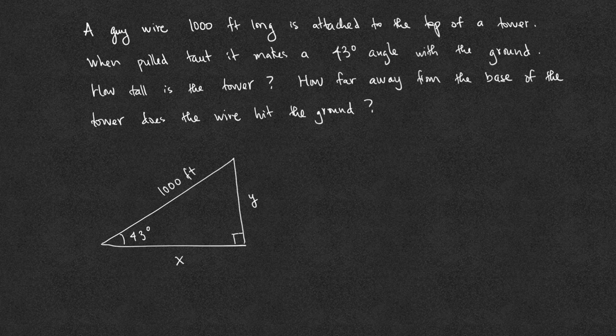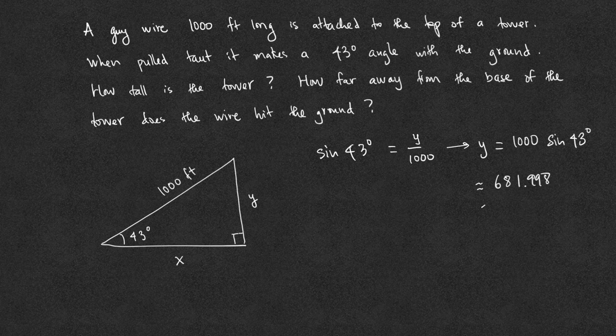To find y, it is the opposite side to the angle 43 degrees. To relate the opposite to the hypotenuse of this angle, we will use sine of 43 degrees, which is y over 1,000. Isolating y, we have y equals 1,000 times sine of 43 degrees. This is approximately 681.998, or simply 682 feet. Make sure that the calculator is set in degrees mode.